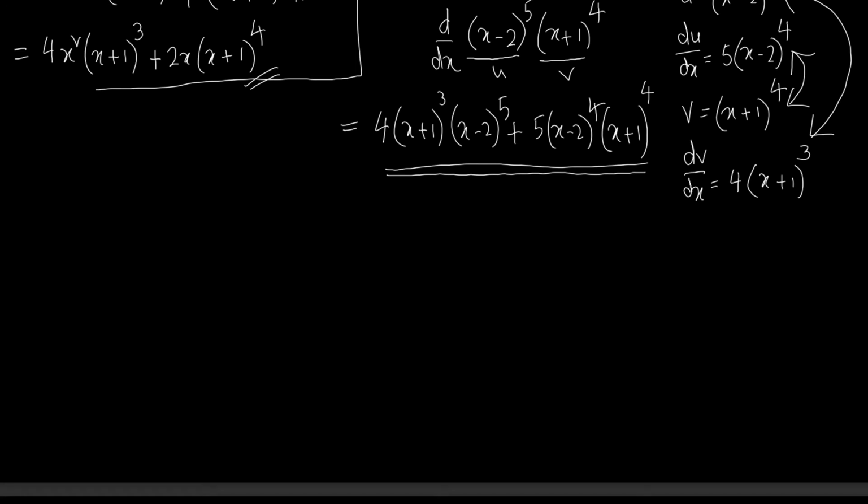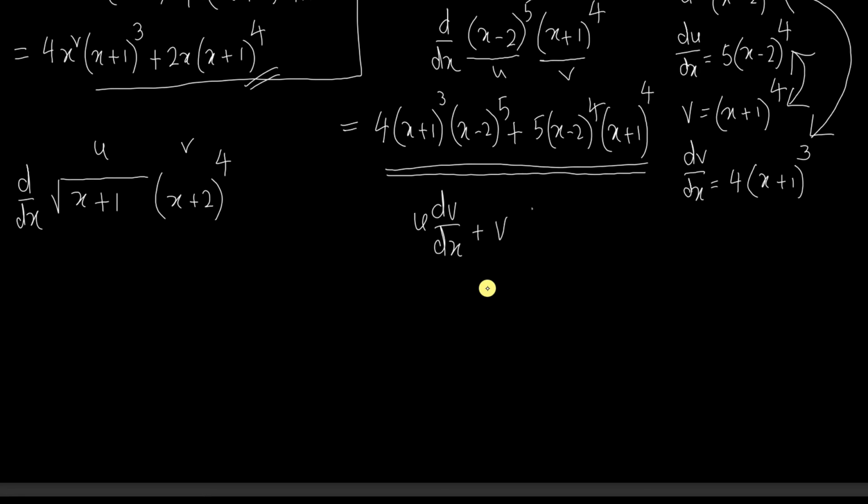Let's see one example. It is given here, root x plus 1, and another expression is given, x plus 2 to the power 4. Similar method. First one we can consider as u, second one we should consider as v. So d by dx, our formula is u dv by dx plus v into du by dx. So just differentiate and put the value here.